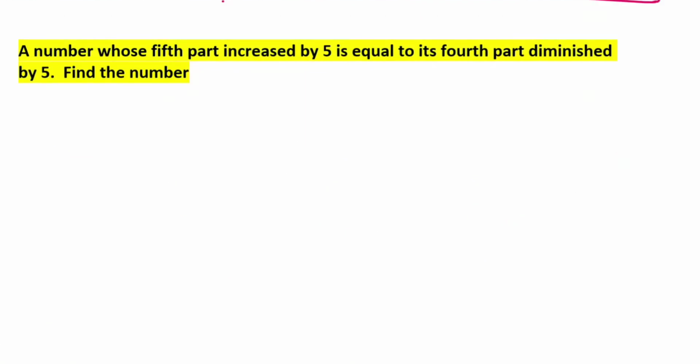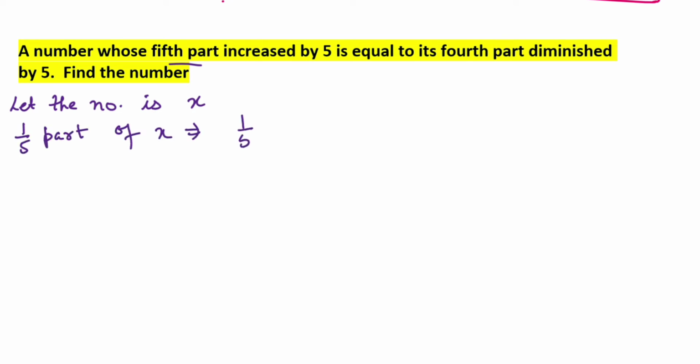Now see this question. It is said that a number whose fifth part, fifth means 1 upon 5 part, is increased by 5. So a number whose fifth part, so let the number be x. So 1/5 part of x, this is 1 upon 5 of x, and this is increased by 5, and then this is equals to the fourth part diminished by 5.